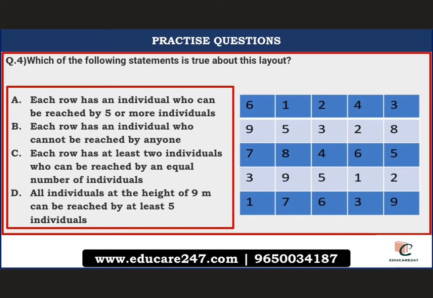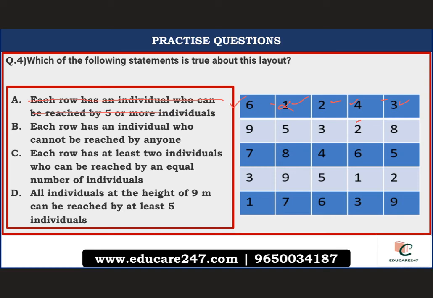Option A, each row has an individual who can be reached by 5 or more individuals. We have to just prove that this is false and we'll eliminate this option. We'll go in this fashion only. Let us check row number A. 6 can be reached by only 1. Alright, 1 cannot be reached by anyone. 2 can only be reached by this one. This 4 can be reached by this 2, 3 individuals only. This 3 can be reached by no one, hence this option is false. There is no one who can be reached by 5 individuals in a row.